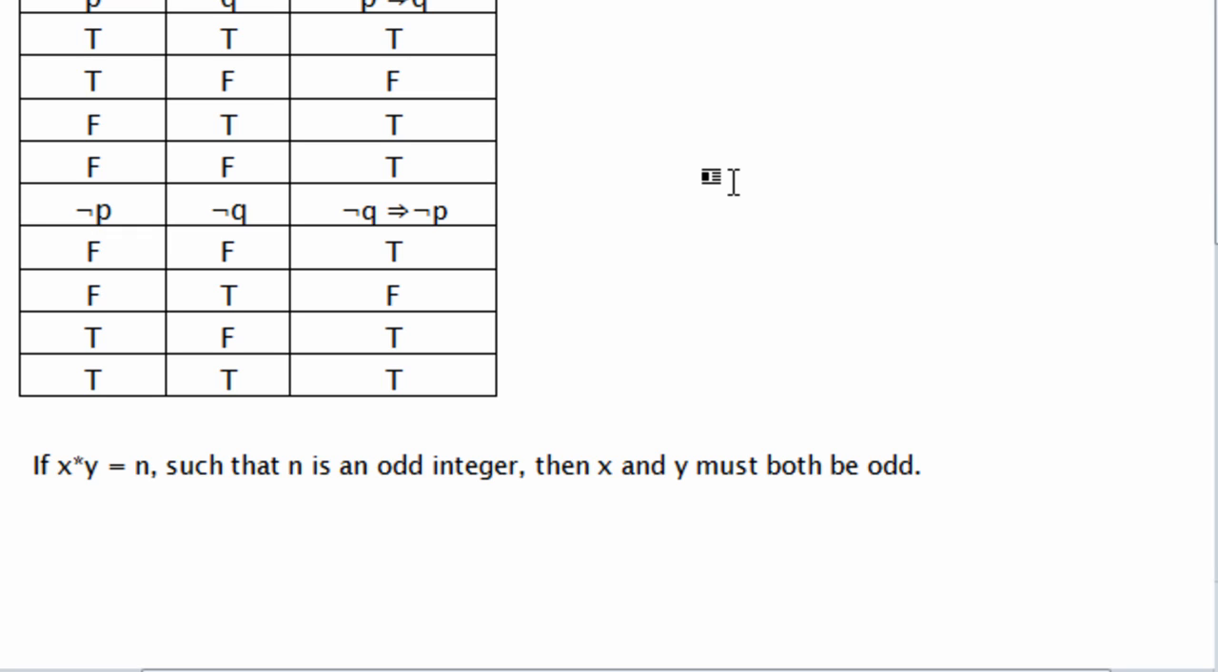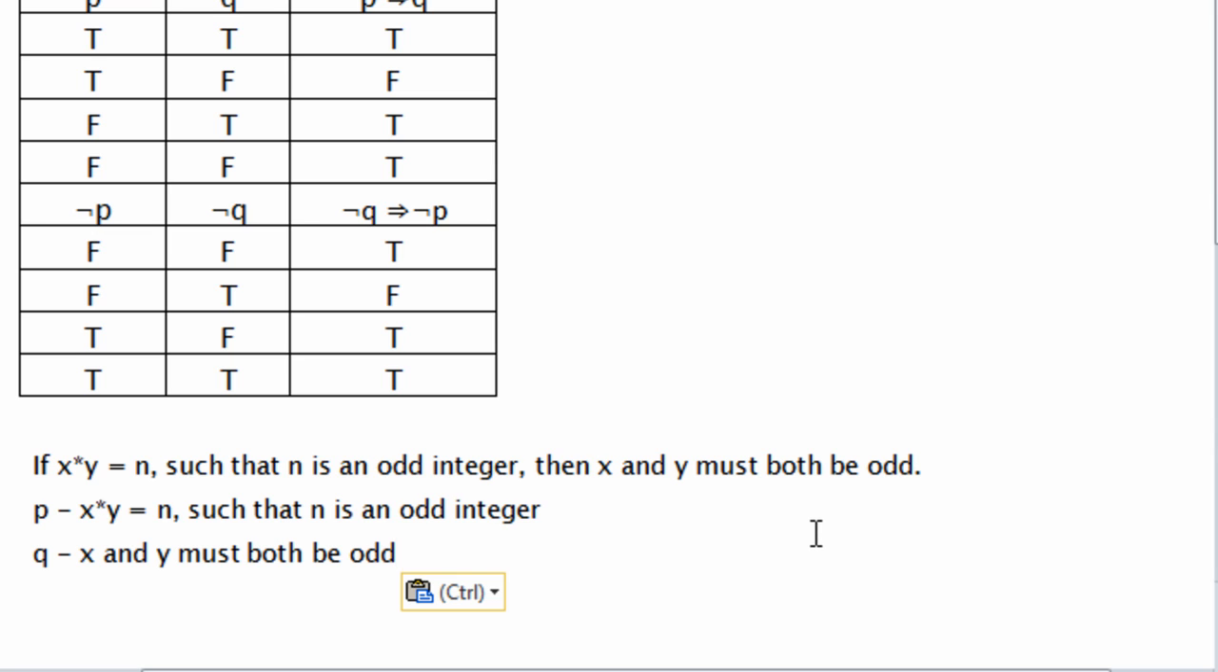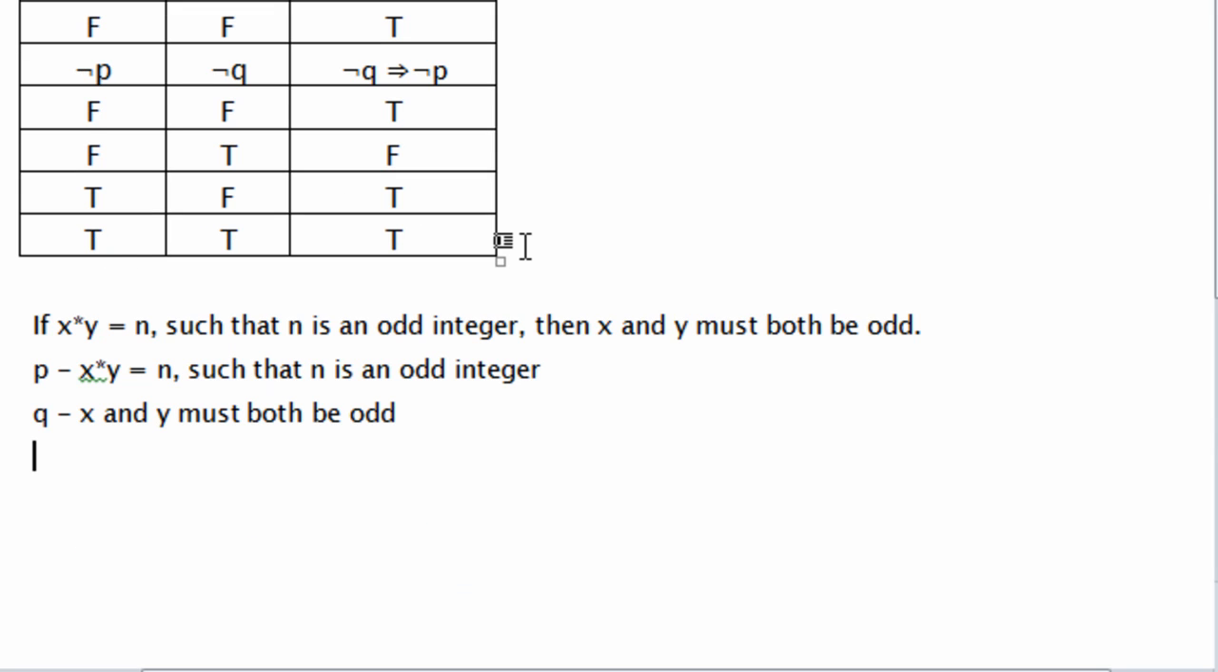Alright, so let's go ahead and look at what we got here. P is this first part of the implication. P is x times y equals n such that n is an odd integer, and Q is x and y must both be odd. Alright, so you can see here, you know intuitively that this is true. If you run through some examples in your head, then yeah, this has to be true.